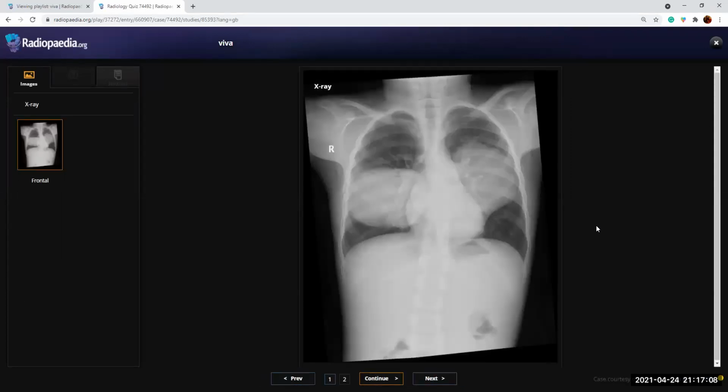Okay, this is a patient who has some history, but the patient is not aware of the history. Has been under treatment, medical treatment for something.